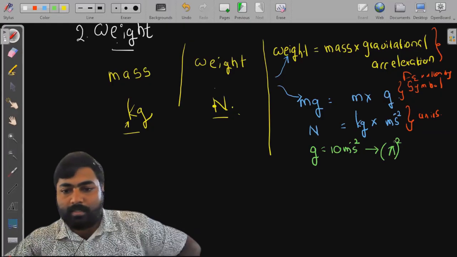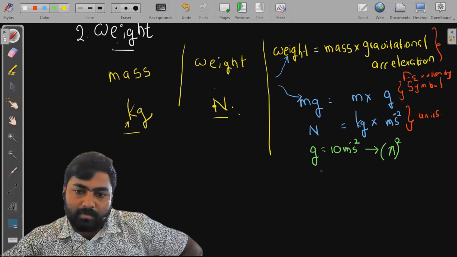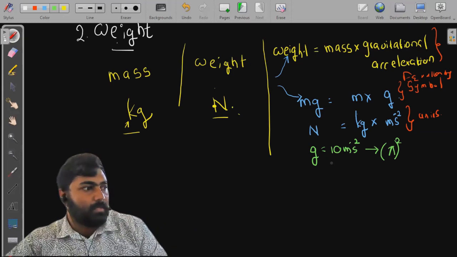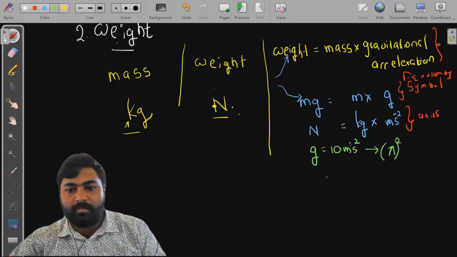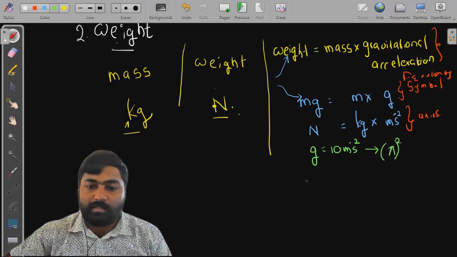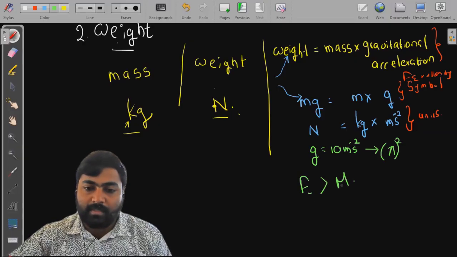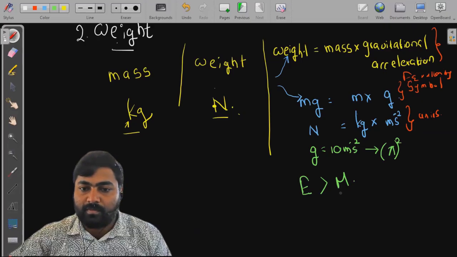Then on the Moon, how about that one? It is below 10. That means if we measure our weight on Earth and Moon, our weight is higher on Earth, lower on Moon. Understood?